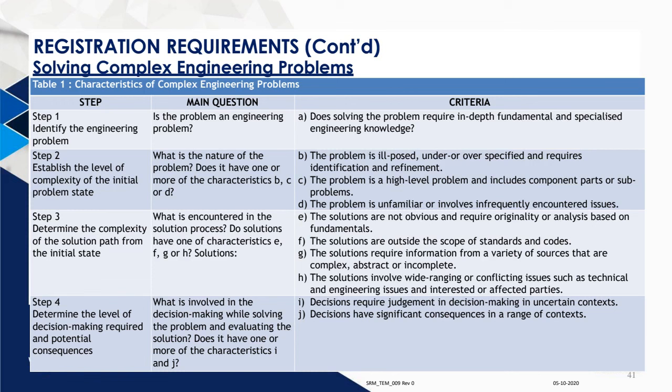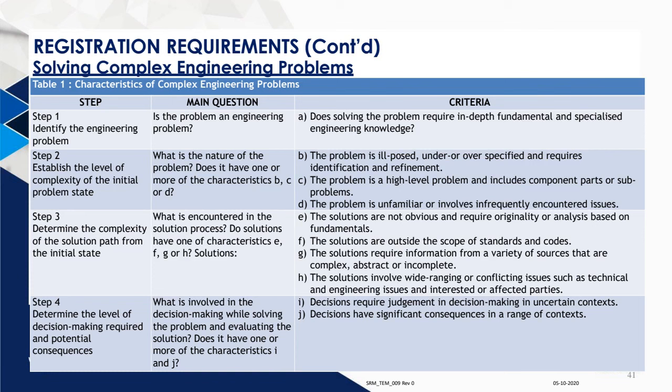The main question: is the problem an engineering problem or not? The criterion that is going to be used is to ask, does solving the problem require in-depth, fundamental, and specialized engineering knowledge? If the answer is yes, then it means it's a complex engineering problem. You'll see when you get to the well-defined and broadly defined how they differ compared to this. Then step two, establishing the level of complexity of the initial problem state. What is the nature of the problem? Does it have one or more of the characteristics B, C, or D, as they are indicated here in the criteria? The problem is ill-posed, under or even over-specified, and requires identification and refinement. The problem is high-level and includes component parts or sub-problems. The problem involves infrequently encountered issues.